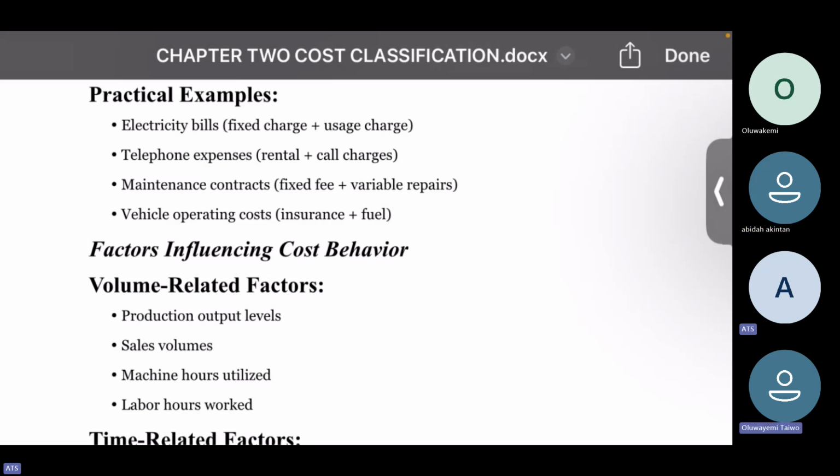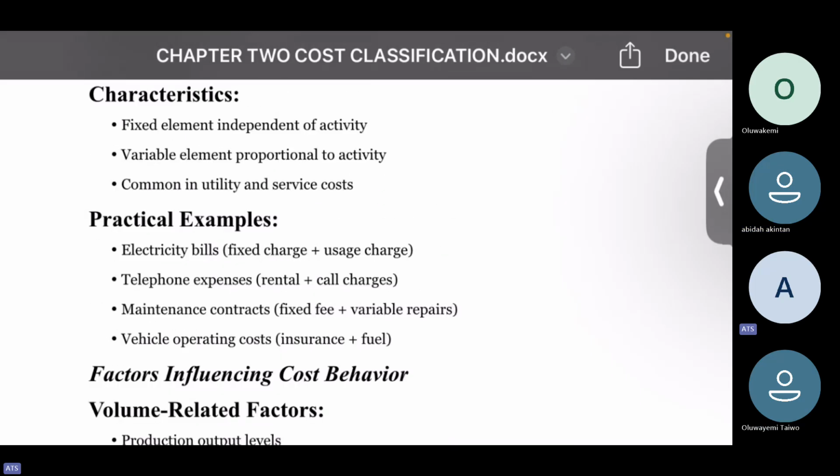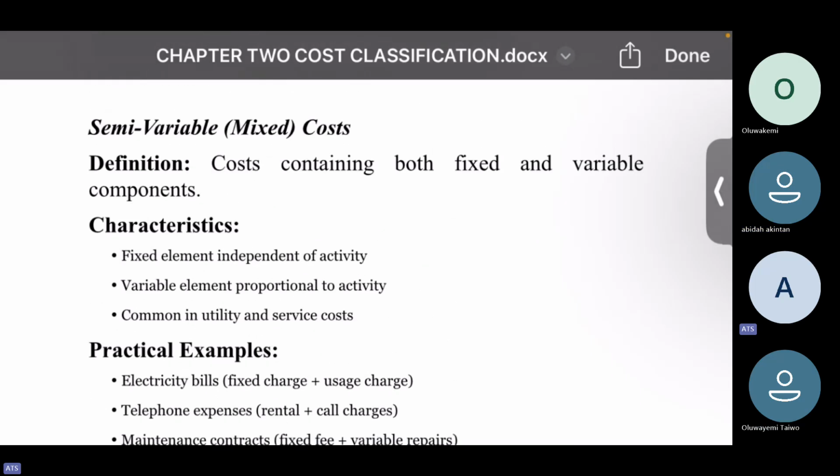No, ma'am. Yes, ma'am. Okay. Someone said no. Where don't you understand? Is it the mixed cost part? Do you want me to take it again? The semi-variable mixed costs. Okay.